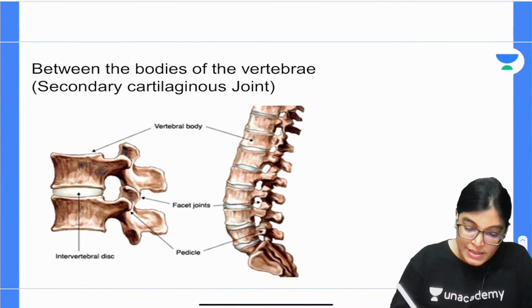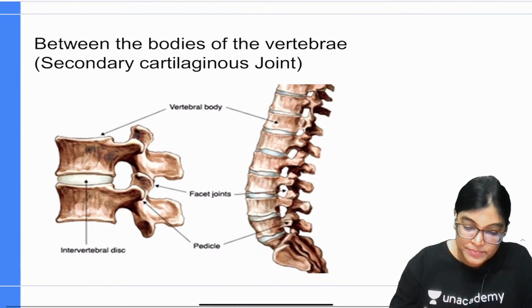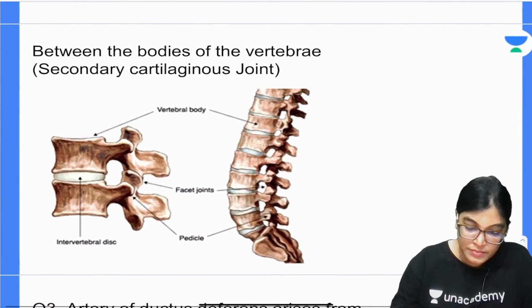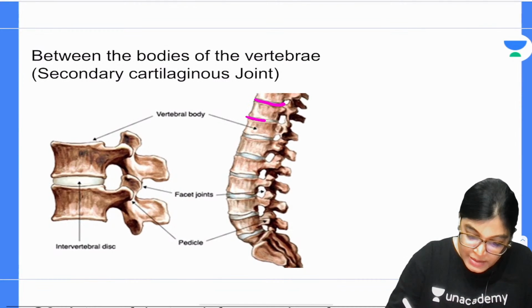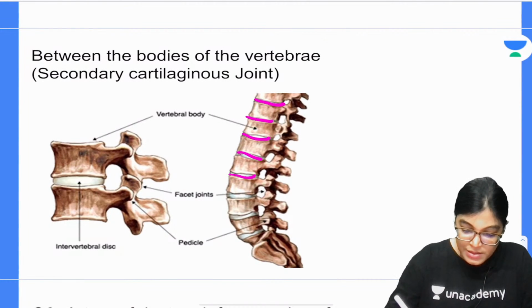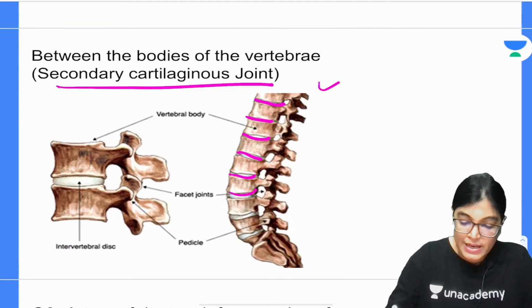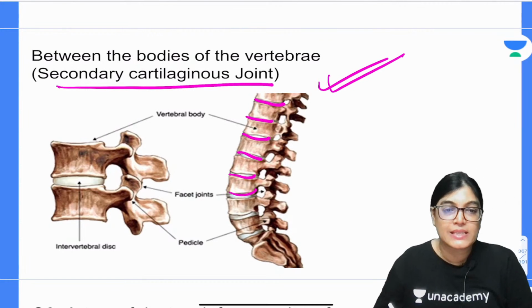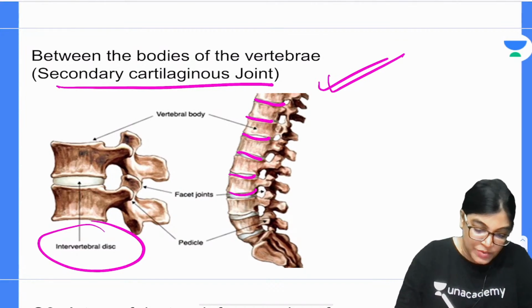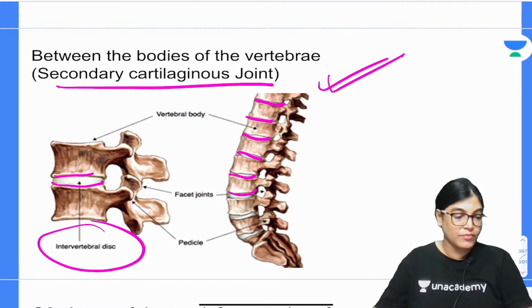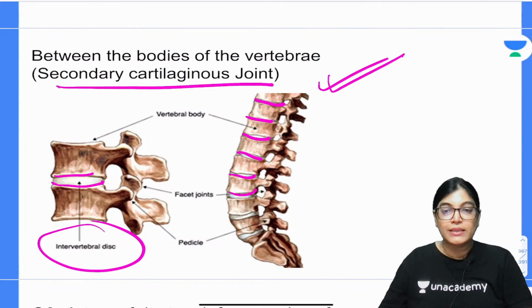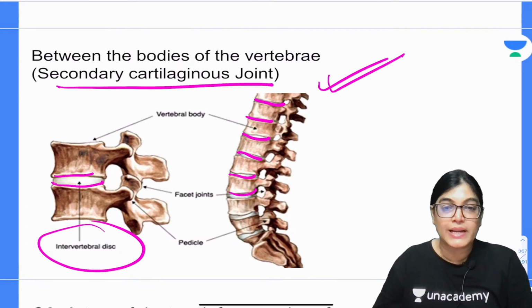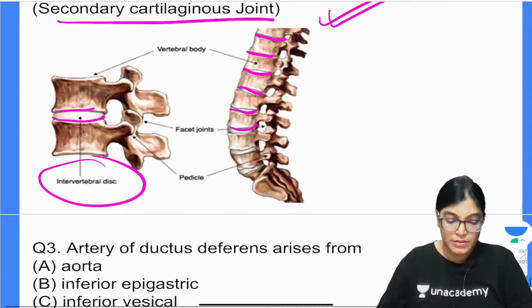See here in this diagram, you can clearly see the articulation between the adjacent vertebrae. It is an example of secondary cartilaginous joint. The intervertebral disc is lying in between, as you can see here. So, in brief we have done the important joints. Now, let us move on to the next MCQ, that is MCQ number 3.